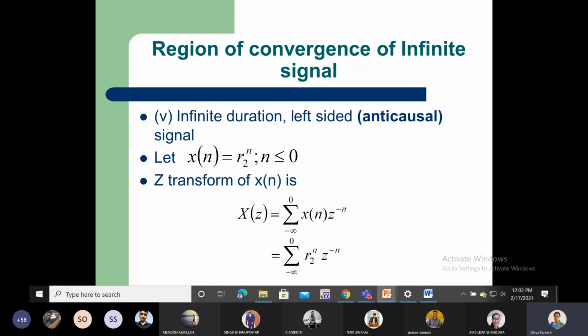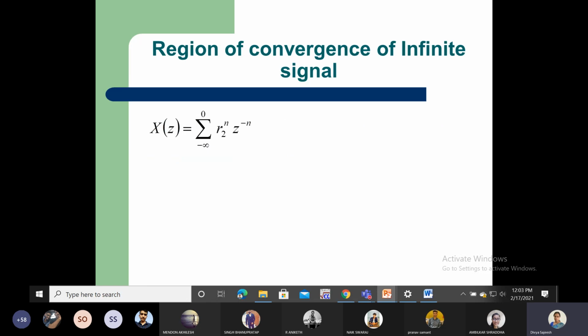So if I change the limit of the summation, what will happen inside? That is minus infinity to 0, r2 raised to n, z raised to minus n. I am changing the limits to 0 to infinity. So r2 and z will become inverse of that. So r2 into z inverse will become r2 inverse into z, since I am changing the limits of the summation. So it will become r2 inverse into z whole raised to the power n.